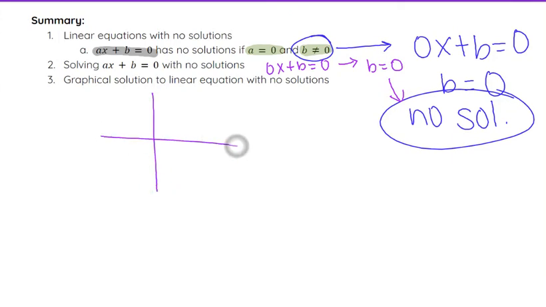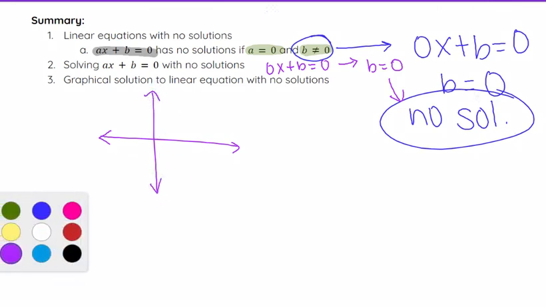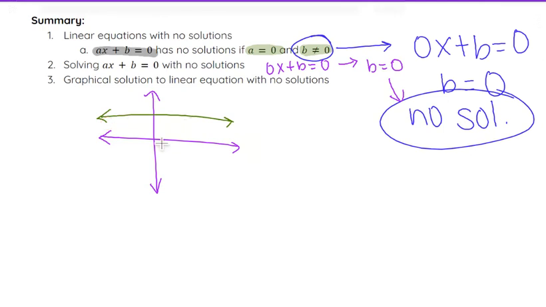And then graphically, if this is our xy coordinate plane, remember that when we have something in that format 0x plus b equals 0, it's going to be a horizontal line, and it is never going to cross that x-axis, and that's why it indicates a no solution answer.